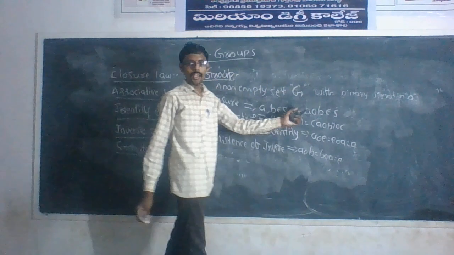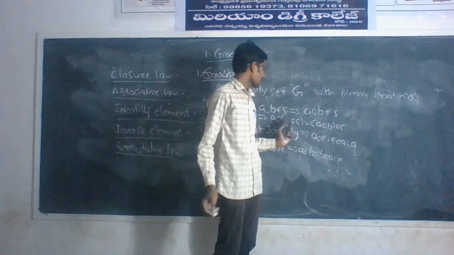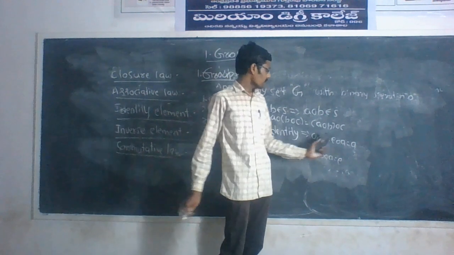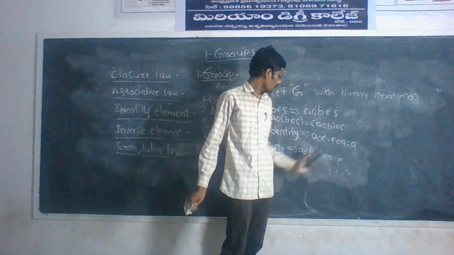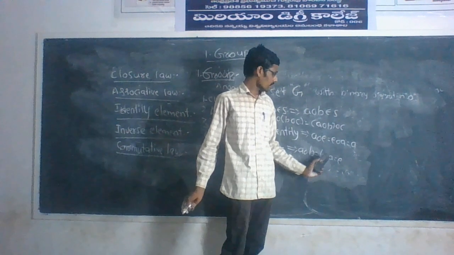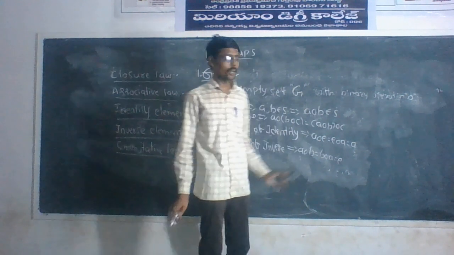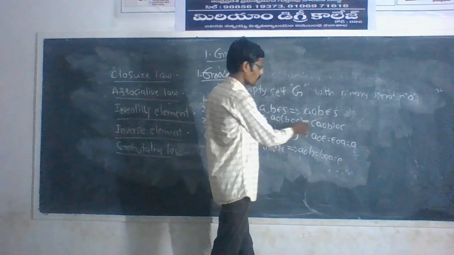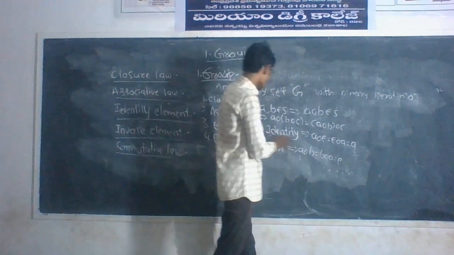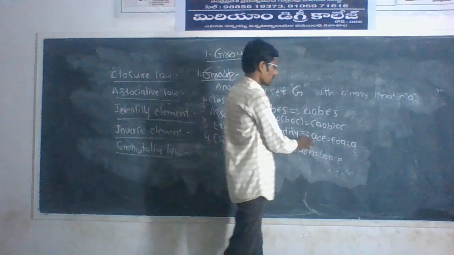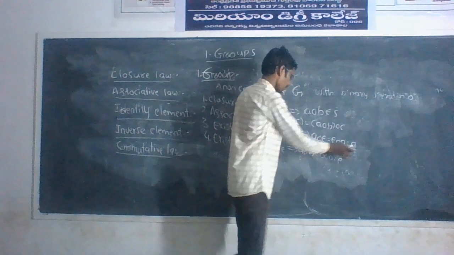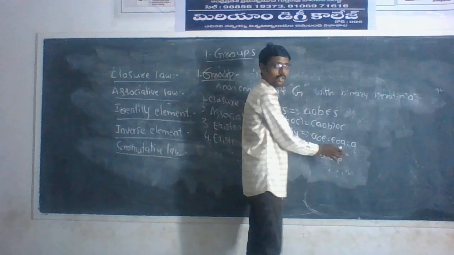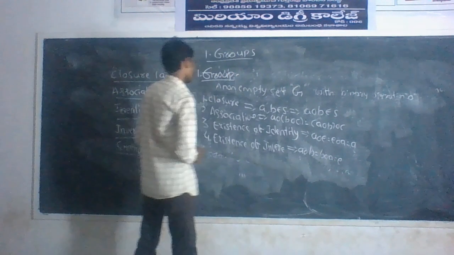In additive notation, a plus b belongs to S; (a plus b) plus c is equal to a plus (b plus c); a plus e is equal to e plus a is equal to a; a plus b is equal to b plus a is equal to e. In multiplicative notation, a star b belongs to S; (a star b) star c is equal to a star (b star c); existence of identity, a star e is equal to e star a is equal to a; existence of inverse, a star b is equal to b star a is equal to e.